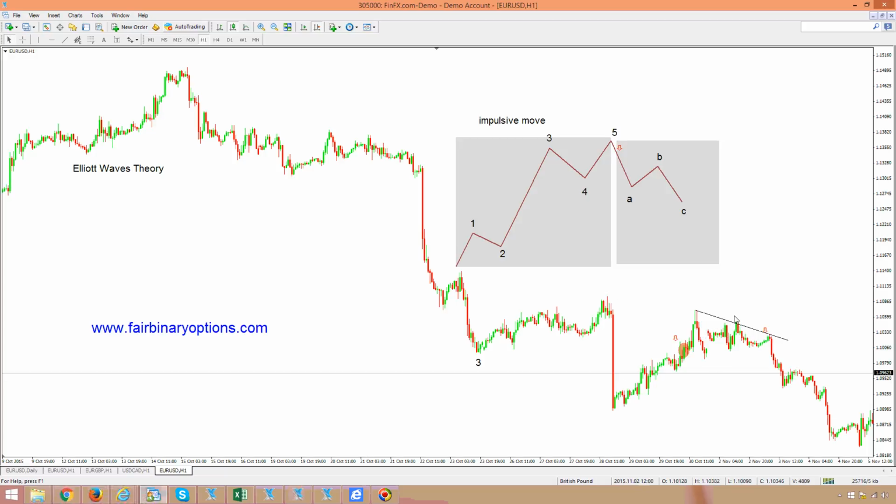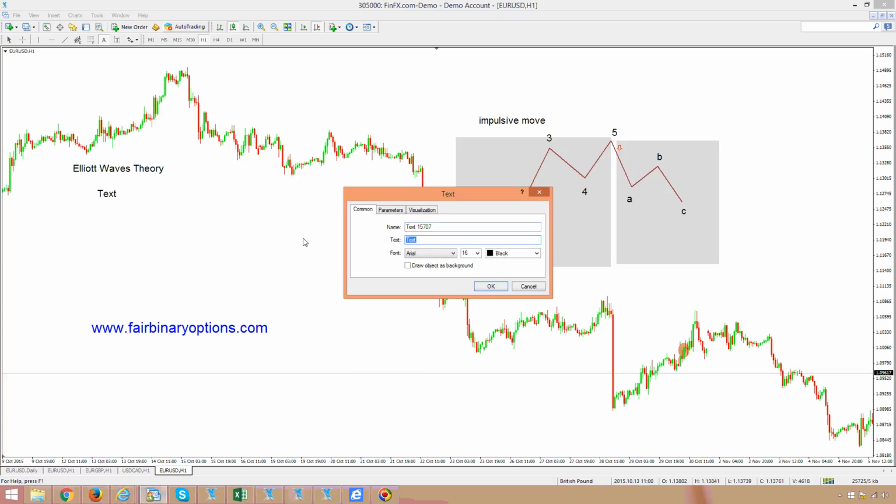And I would like to talk about the implications of a running correction. What is a running correction? So let's put it in here. Implications of a running correction. So what is a running correction?